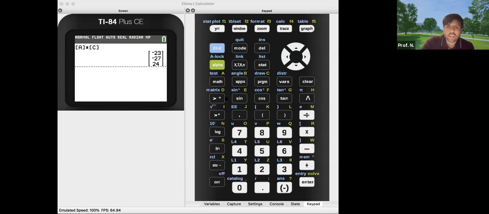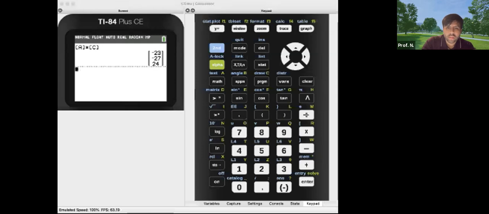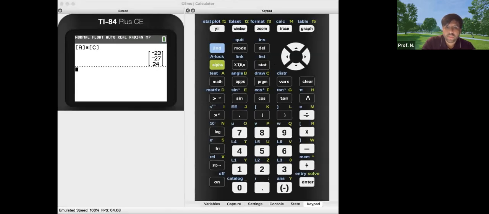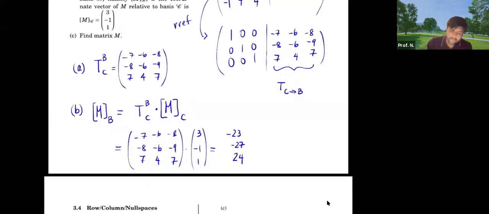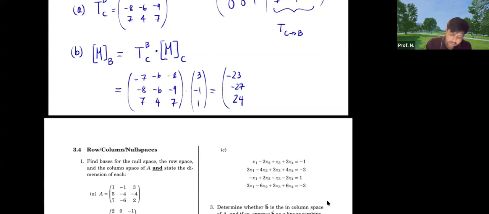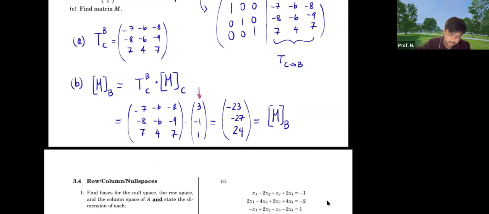Okay, and so then the idea, you guys see? So the idea now is what? This column vector is the coordinate vector of M relative to B. So do you see what happened? This is the coordinate vector of M relative to C. I multiply by the transition matrix from C to B, and now the result is the coordinate vector of M relative to B.